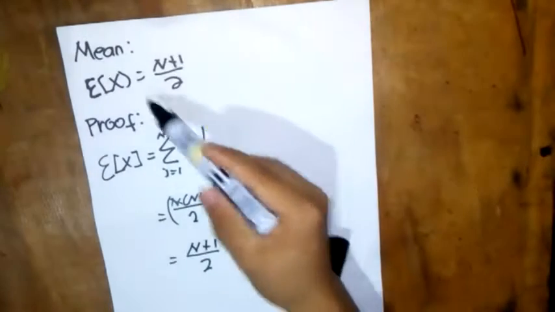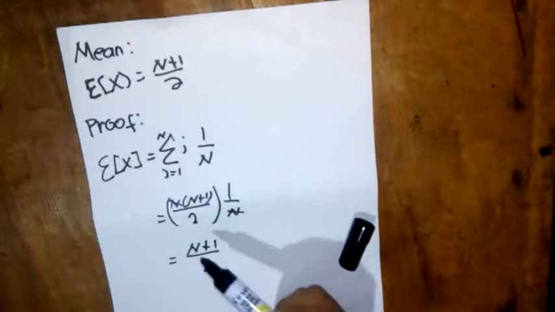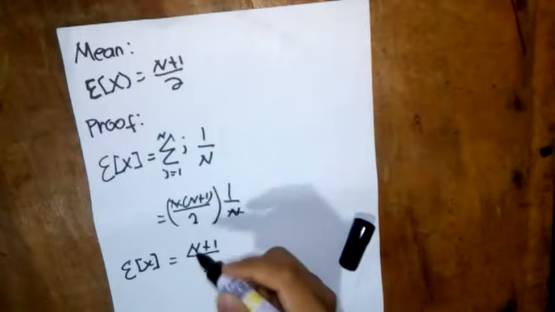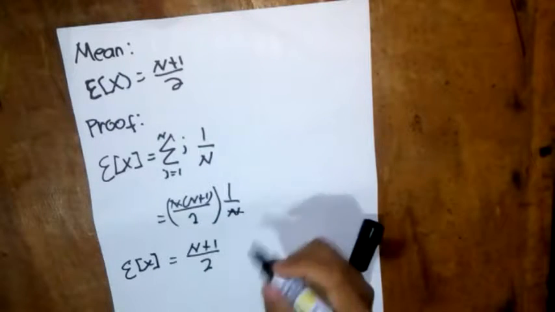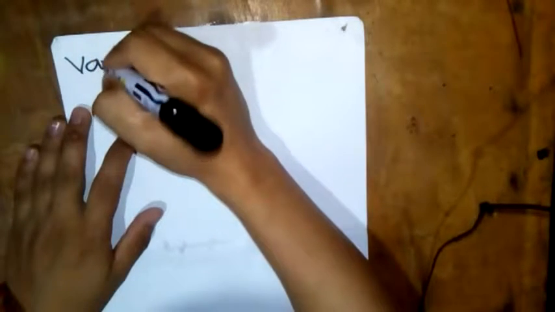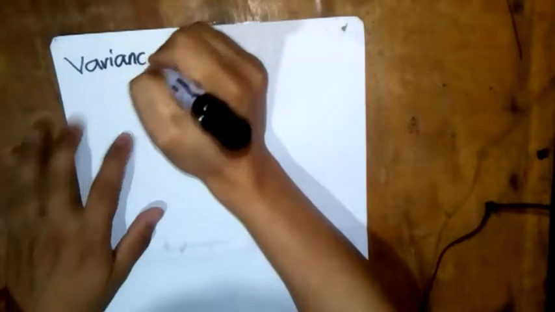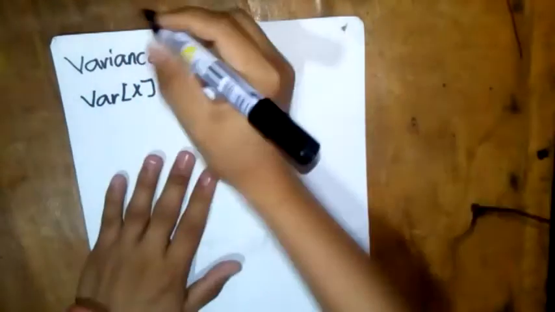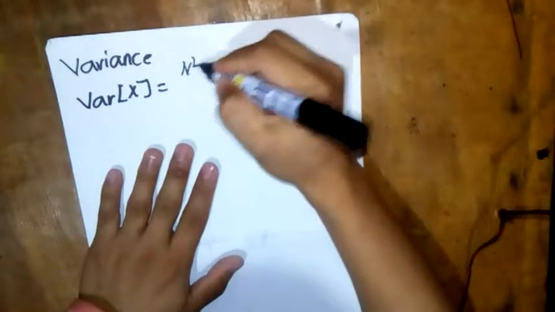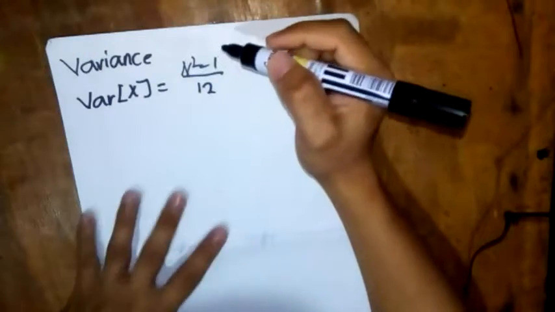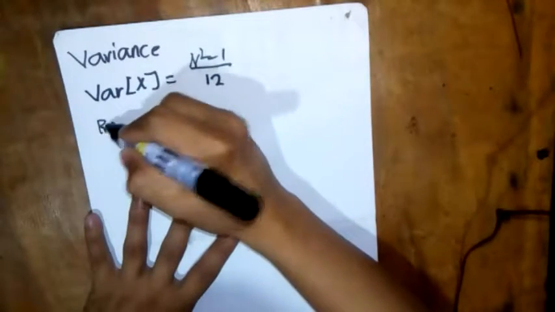So now we already proved that the expected value of x, or the mean of x, is equal to (n plus 1) over 2. End of story. We're going to prove the variance: that the variance of x is equal to (n squared minus 1) over 12. Okay, prove.